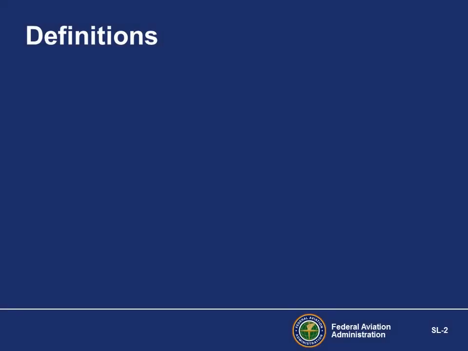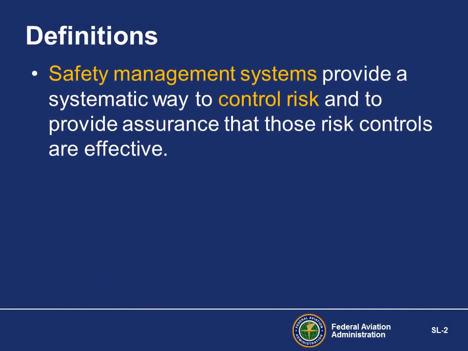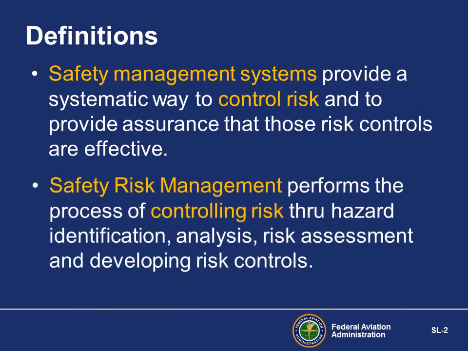As previously mentioned, a safety management system controls risk and assures that the controls are working. Safety risk management is how we do that first part, controlling the risk. Safety risk management starts with the identification of hazards, which are then analyzed to determine the risk to the company. The information is assessed to determine if the risk is acceptable or not. And finally, unacceptable risks are mitigated through the implementation of risk controls.